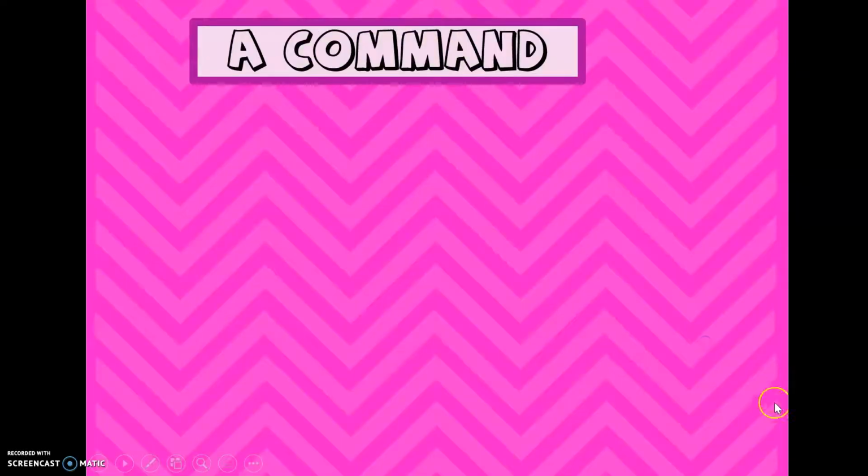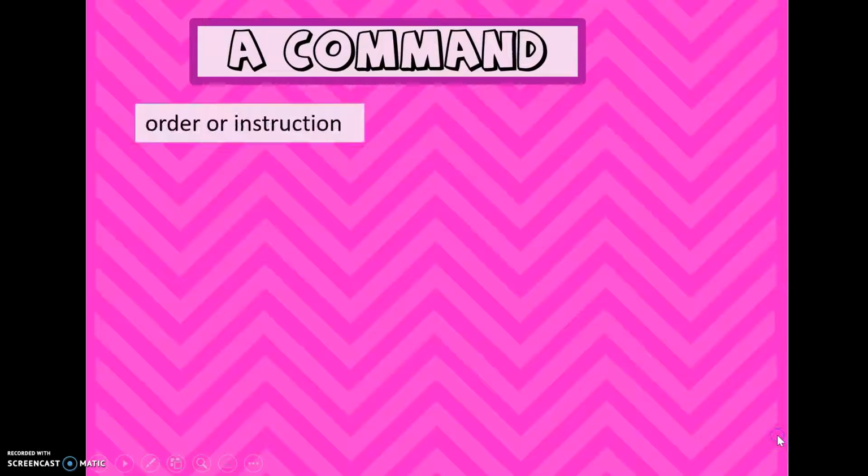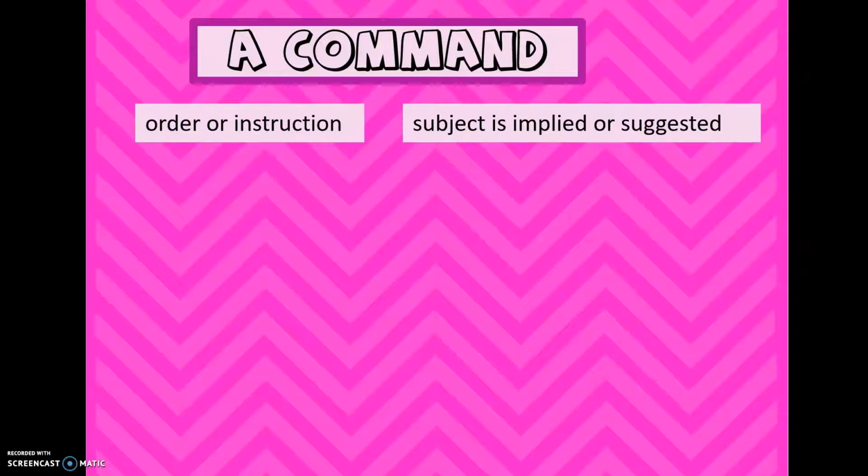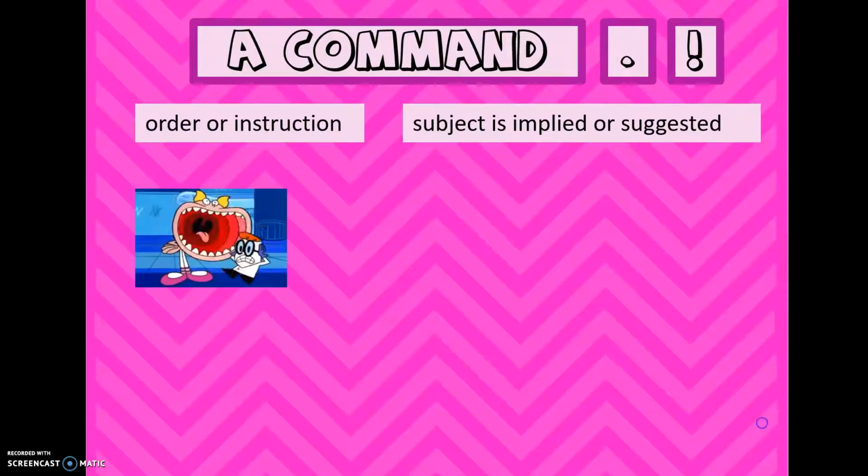A command is the fourth type of sentence. A command is giving an order or an instruction. The subject is often not present in the sentence because it is implied or suggested. A command can end in a full stop or it can end in an exclamation mark, depending on the tone.